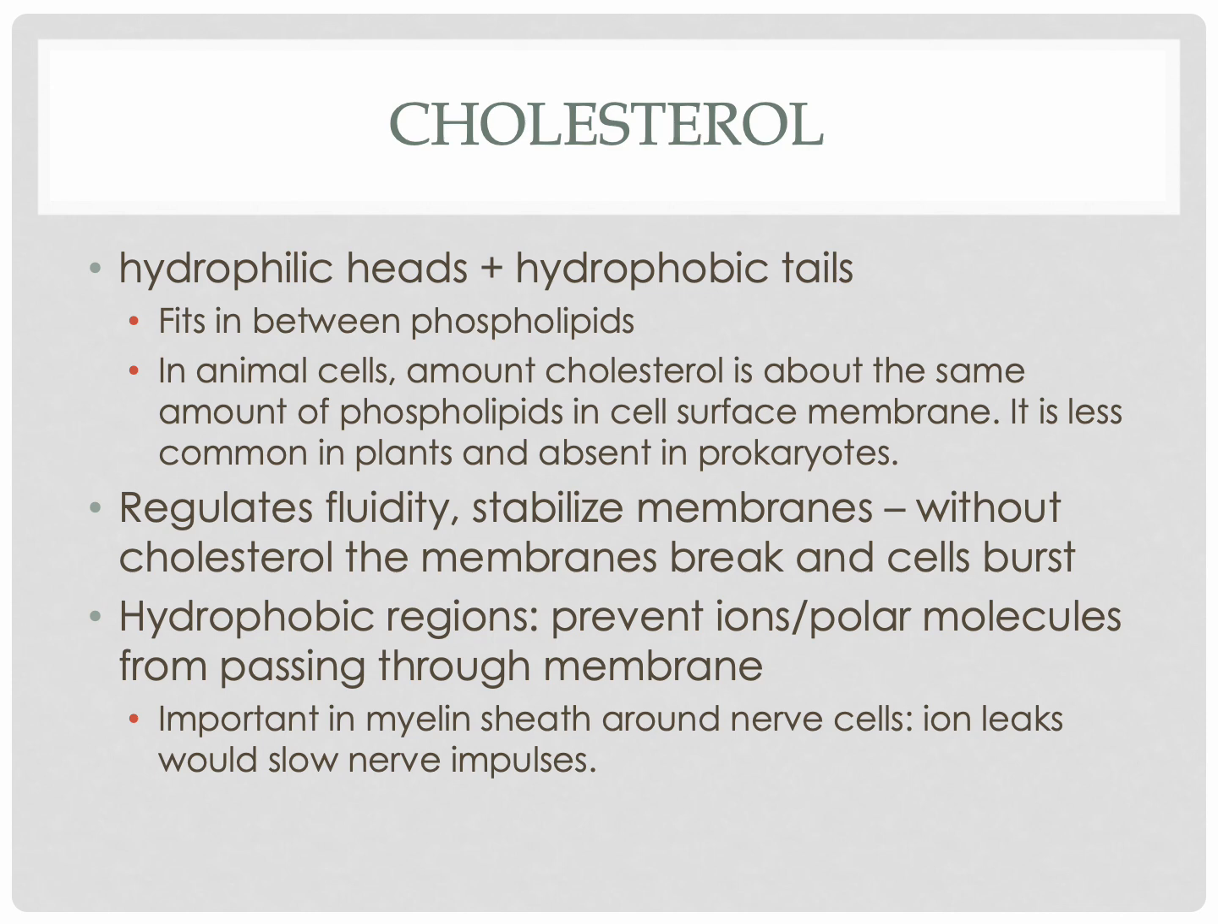The hydrophobic regions of cholesterol molecules help to prevent ions or polar molecules from passing through the membrane. This is particularly important in the myelin sheath, which surrounds nerve cells. The myelin sheath is made up of many layers of cell surface membrane. Leakage of ions would slow down nerve impulses. The myelin sheath is acting as an insulator layer around the nerve cells.